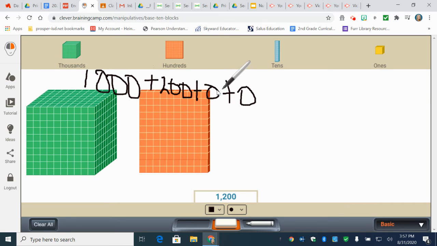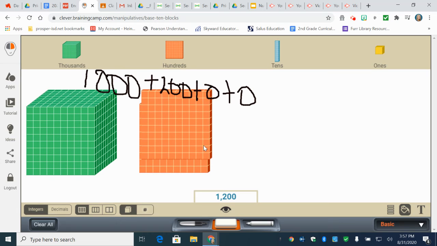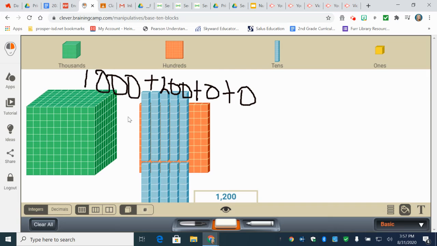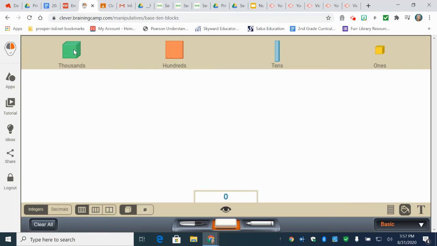So it would look like this. But I could decompose it into a different way. What if I took one of these hundreds and I broke it up? Well, now I have 1,000, 1 hundred, 10 tens. That would be a different way to decompose that number. Okay, let's try another one.